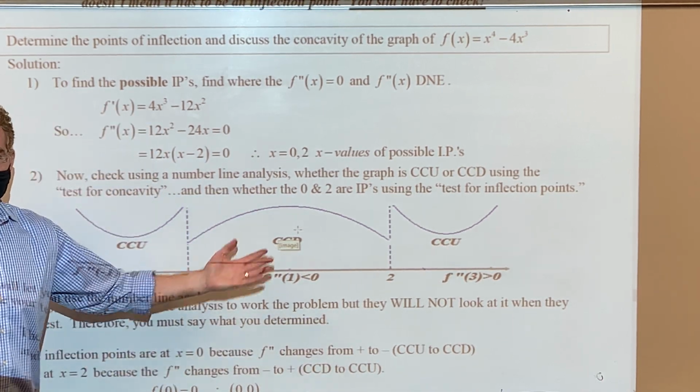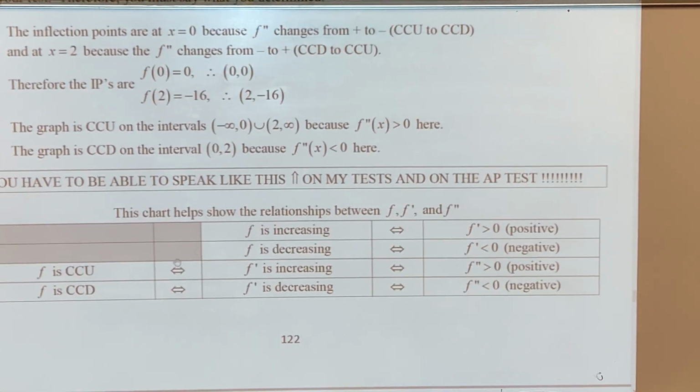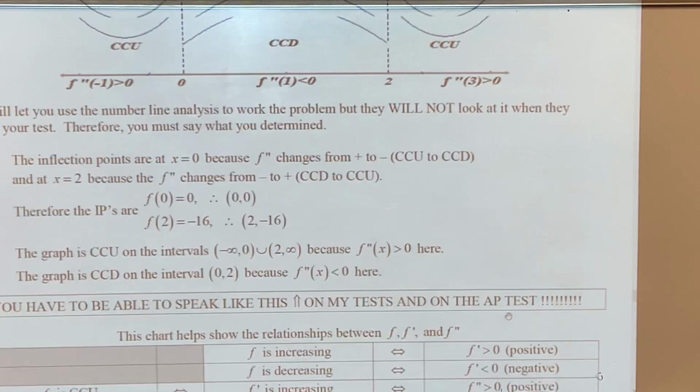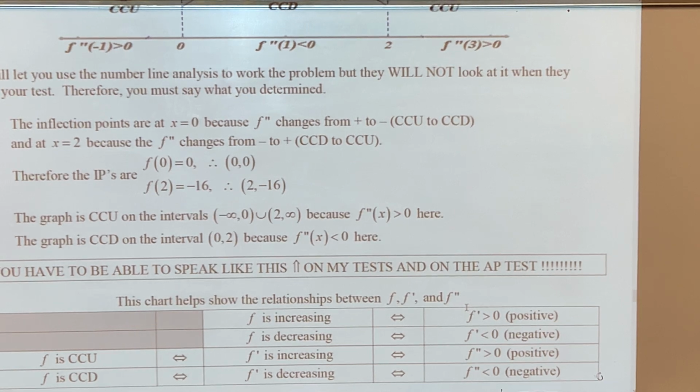Fair enough? Okay, so let's look at, and again, nice little table right here. Oh, and if you want to go back and talk about increasing and decreasing, what would I have to do?